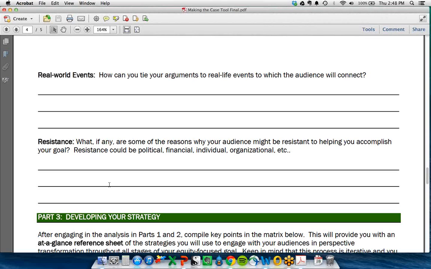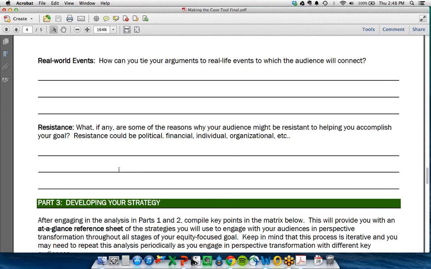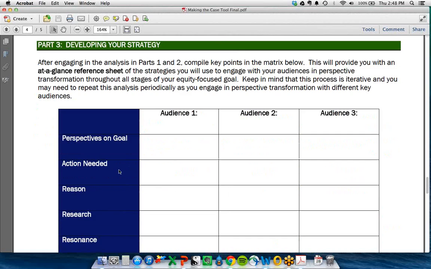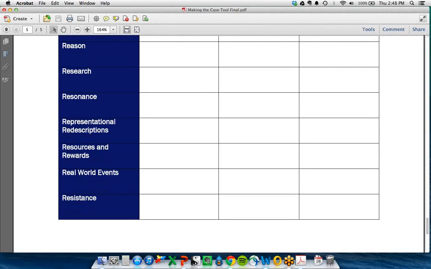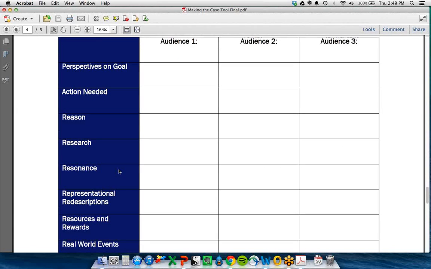I'm going to pause on resistance, and I'll come back to that shortly. But as you can see, this is something that you can do for any of the audiences, just to help you think through how you can move people on these issues. And part 3 is really about your strategy. So part 3 features some space for up to 6 audiences, but of course, you can make that more, because we know that there's usually way more than 6 on any of these issues.